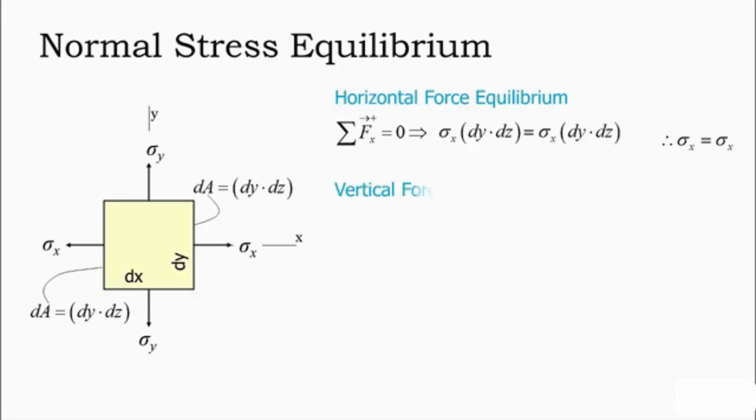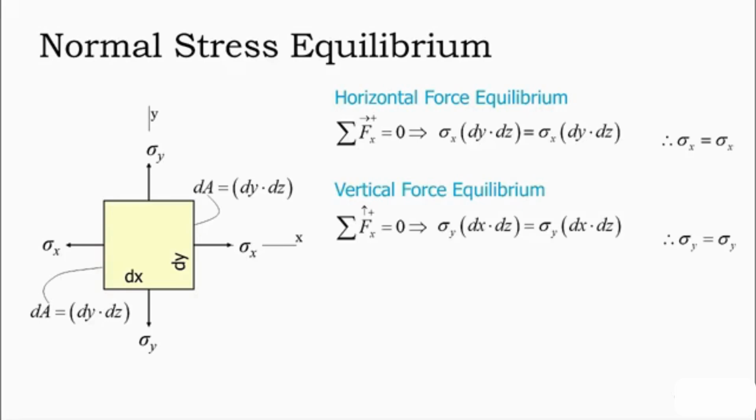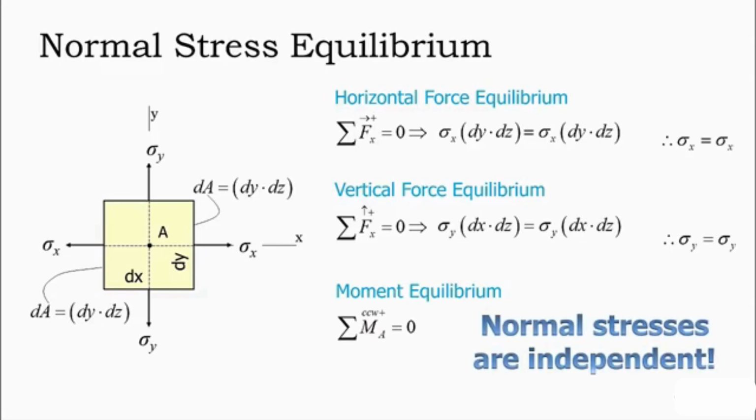If we look at vertical force equilibrium, we get a very similar result in the sense that sigma y at the top of the element has to be equal to sigma y at the bottom of the element. Now we have one last equilibrium to look at, and that's moment equilibrium. However, this is trivial for this problem in the sense that we can pick a point A in the center of the element through which all of the resultant forces act, and if we take some of the moments about this point, then it's automatically equal to zero. Thus we conclude that normal stresses are independent.